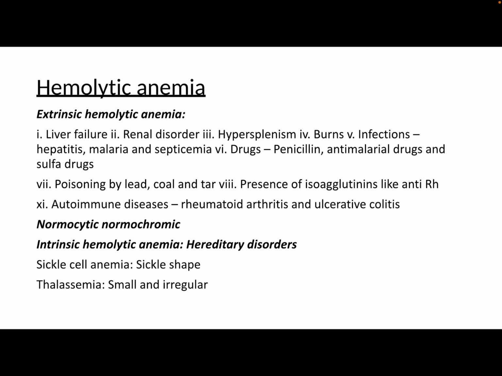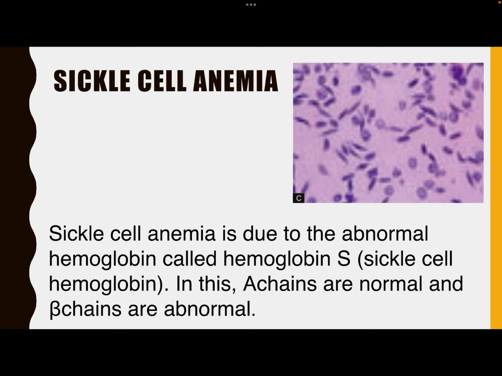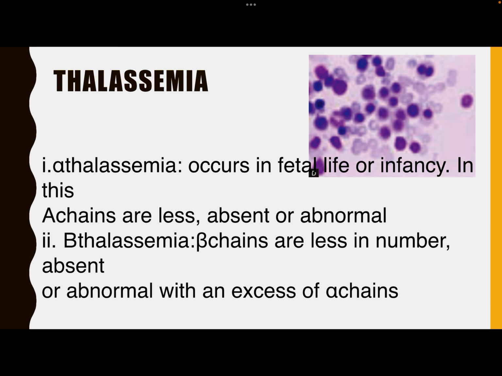In sickle cell anemia, the cells will be in sickle shape, and in thalassemia small and irregularly shaped cells will be seen. Sickle cell anemia is due to the abnormal hemoglobin known as hemoglobin S. In this, the alpha chains are normal and the beta chains are abnormal in the hemoglobin. And coming to thalassemia, there are two types, that is alpha thalassemia and beta thalassemia.